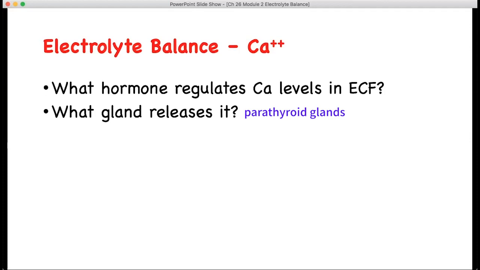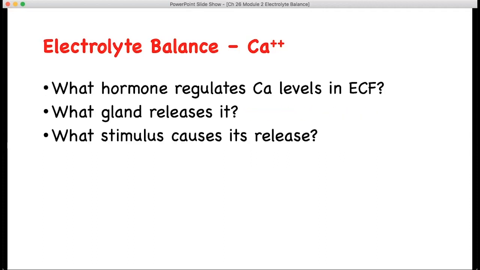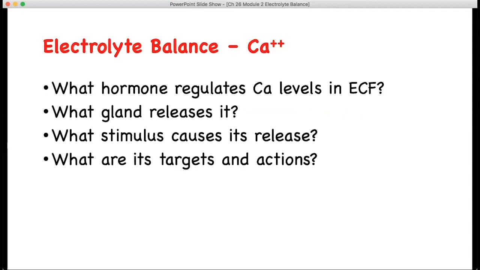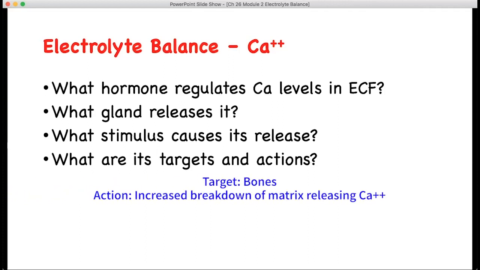This gland is located on the posterior surface of the thyroid gland. It consists usually of 4 small clusters. There are 3 targets that I'm going to mention, and we'll look at the actions for these 3 targets. The first one will be the bones.